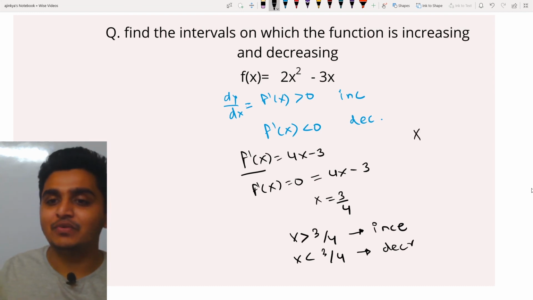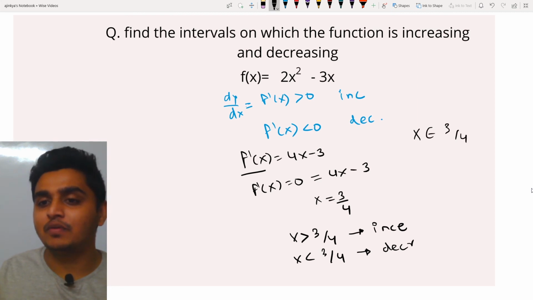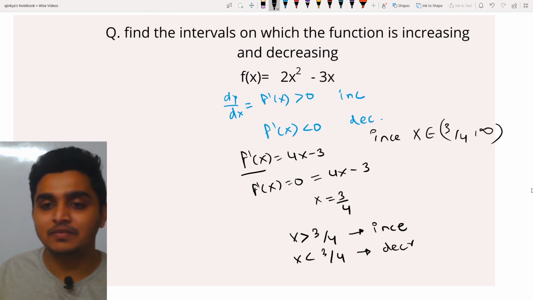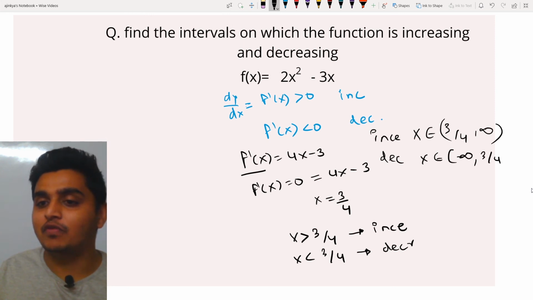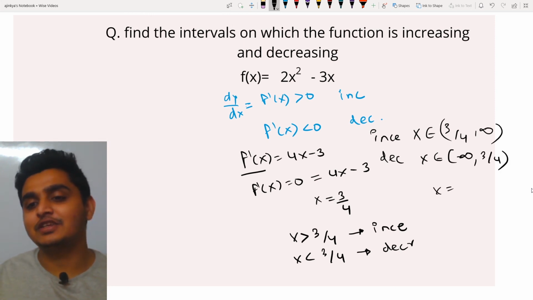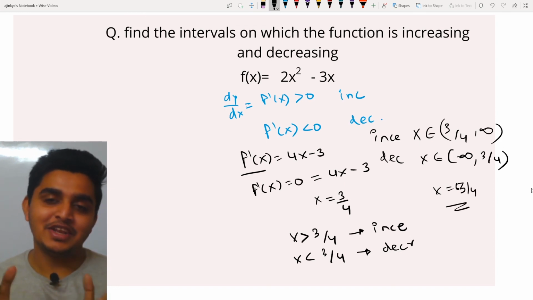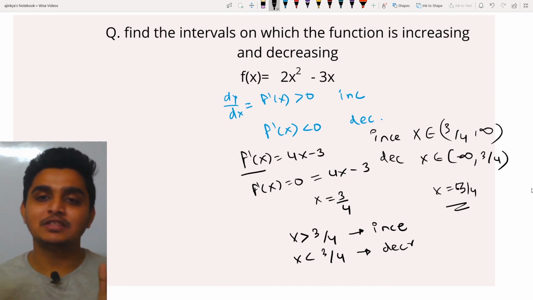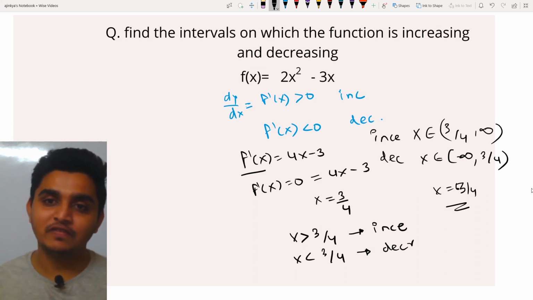So we have our intervals. x will belong to 3 upon 4 till positive infinity, and this function is going to be increasing. And in case of decreasing, x will belong to minus infinity till 3 upon 4, right? And in case x equals 3 upon 4, it is going to be a constant function. Now we have come across different examples, like 3 examples, and this is the knowledge which we have got from finding the nature of the functions.